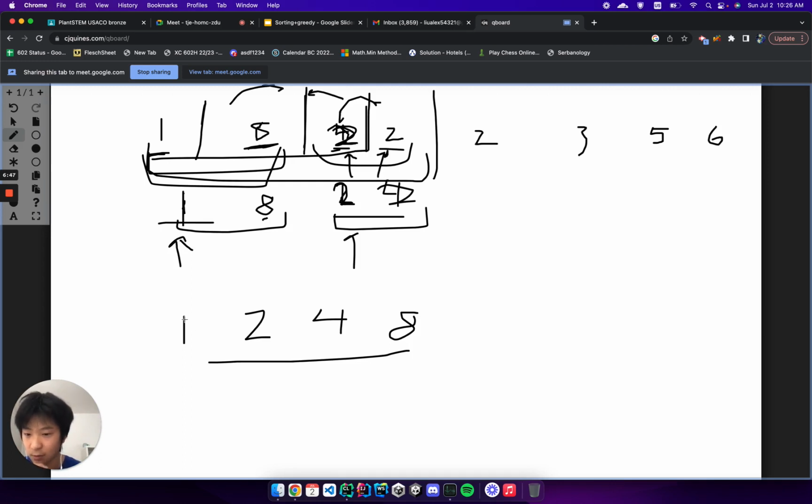So first we push in 1, then we consider the next value in the left half. Then we see the value in the right half is less than this. So we add 2, and then we consider the next element, and then we compare this and this. So we end up with 2 over here. Does that make sense? Do you guys get how this is sorted?